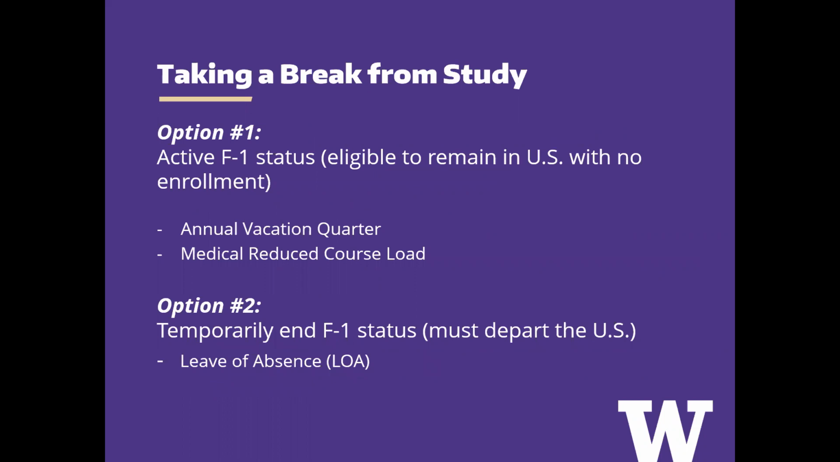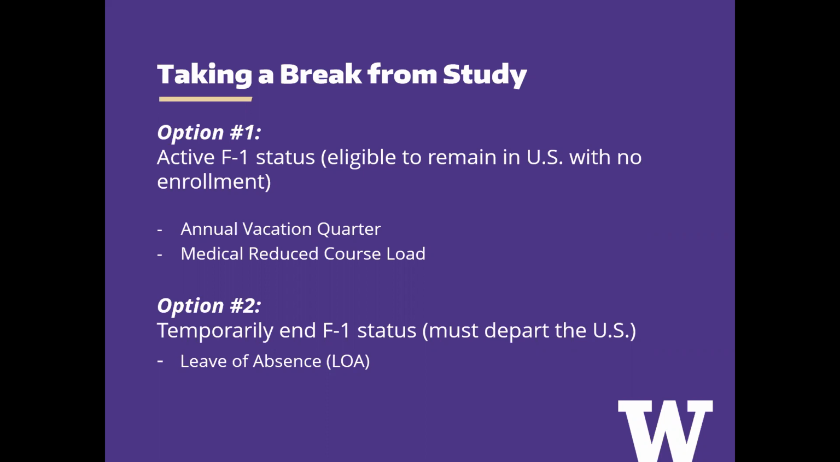In order to take a break from study, there are two options for your visa status. The first option is to keep active F1 status through a full-time exception. These exceptions are limited, but can allow you to take the quarter off and remain in the US. The two exceptions we'll cover in this video include the annual vacation quarter and the medical reduced course load. These both require approval from ISS.